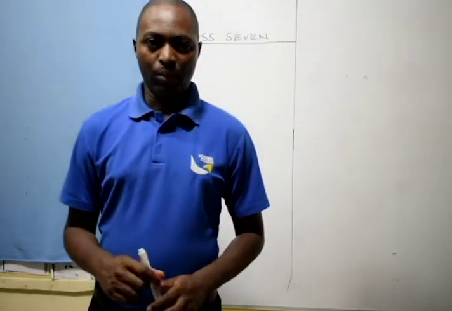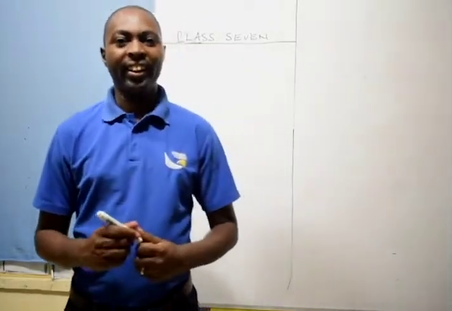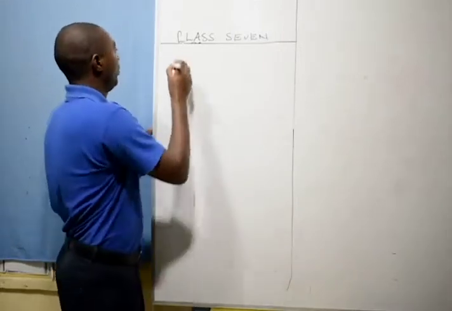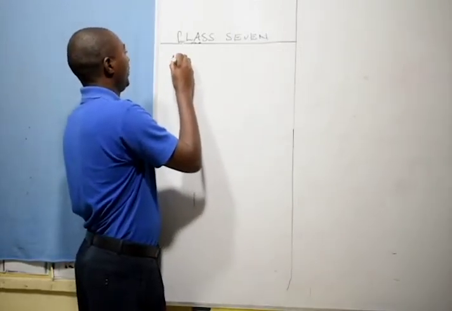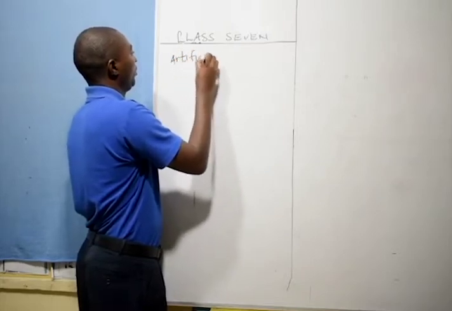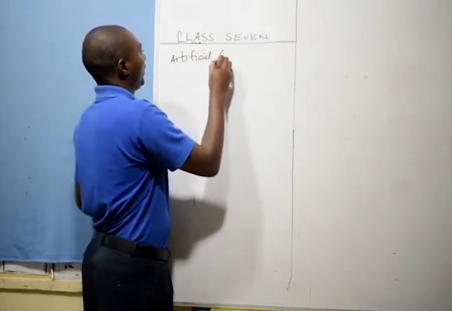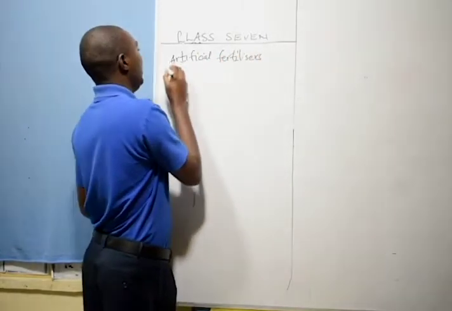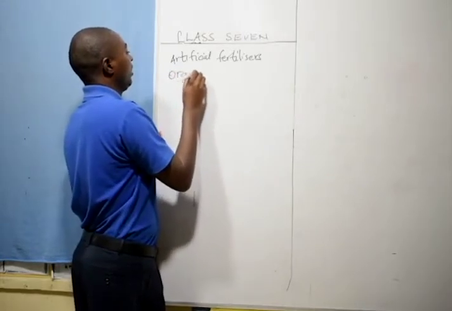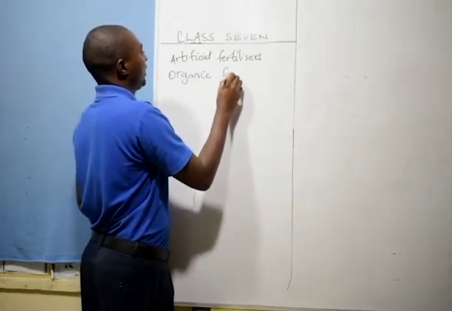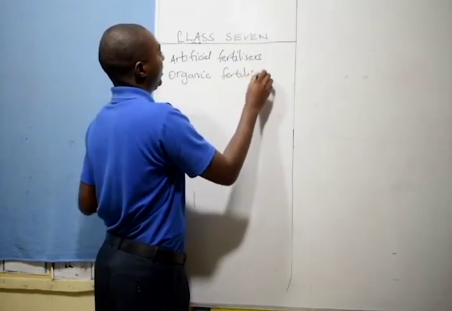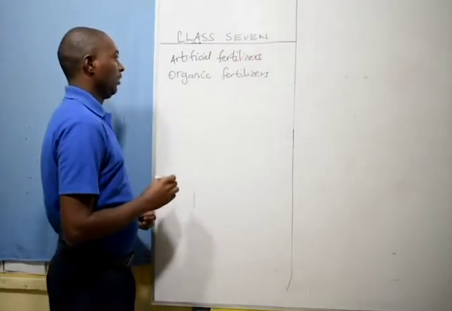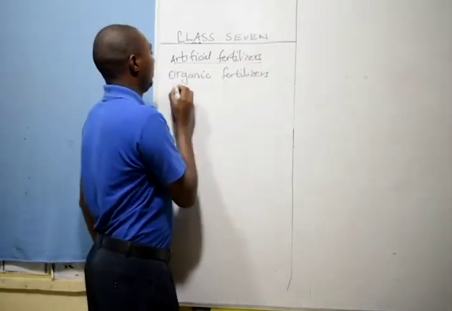Okay, class 7, once more, welcome on board. I want to take you through a simple topic on what we call the artificial fertilizers. They are also known as inorganic fertilizers. They are artificial or inorganic fertilizers.